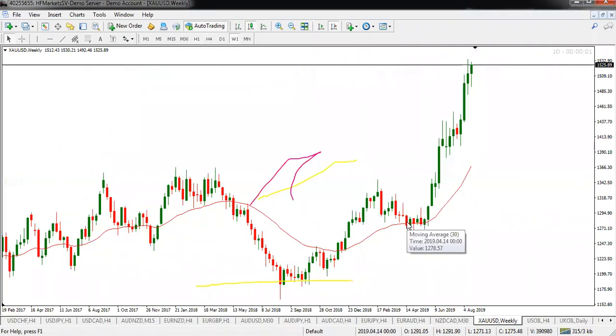Who is drawing on my screen? Please stop that, please.